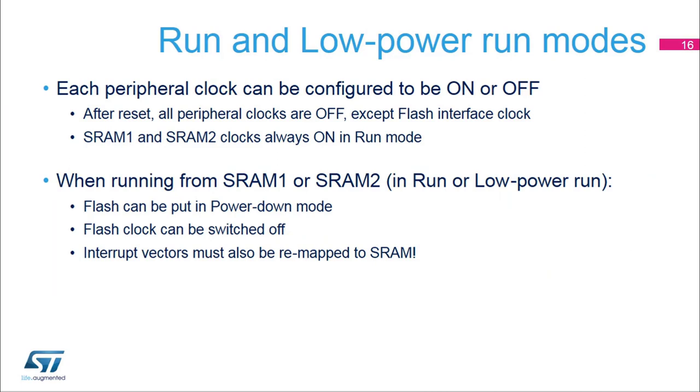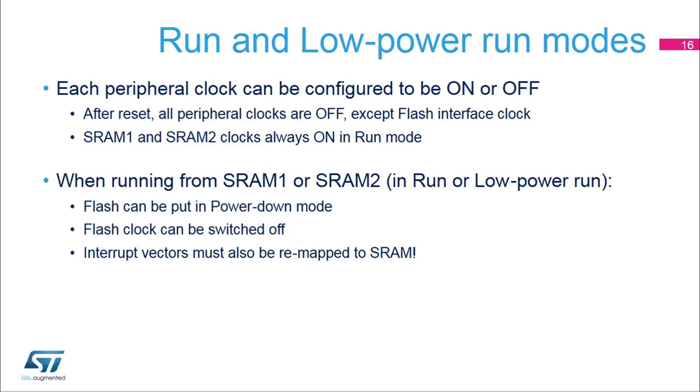Each peripheral clock can be configured to be on or off in run and low power run modes. By default, all peripheral clocks are off except the flash interface clock. The SRAM 1 and SRAM 2 clocks are always on in run mode.